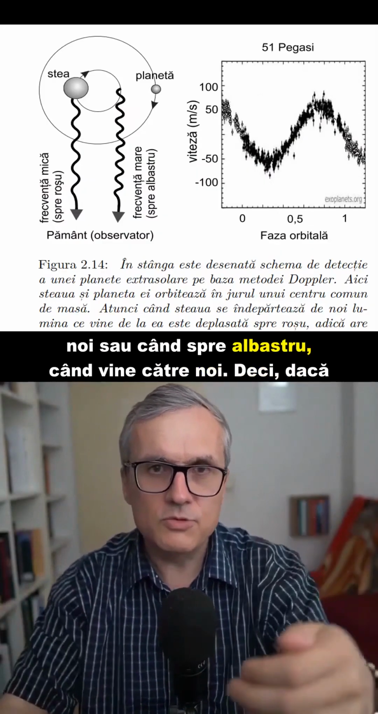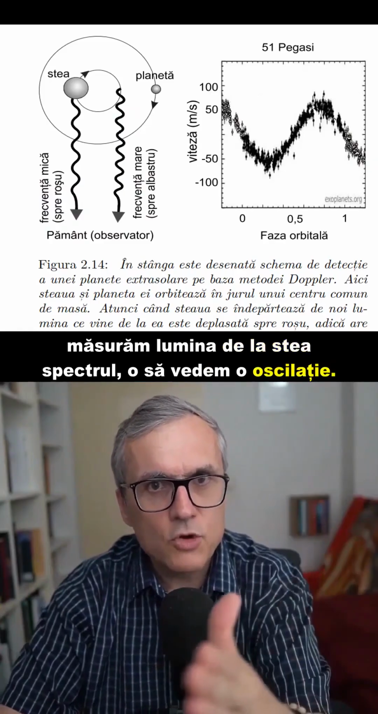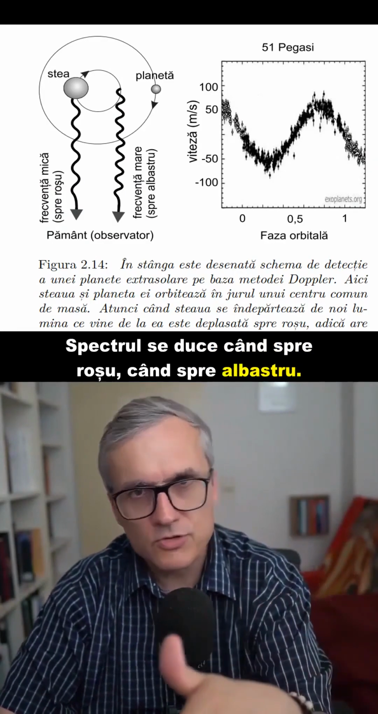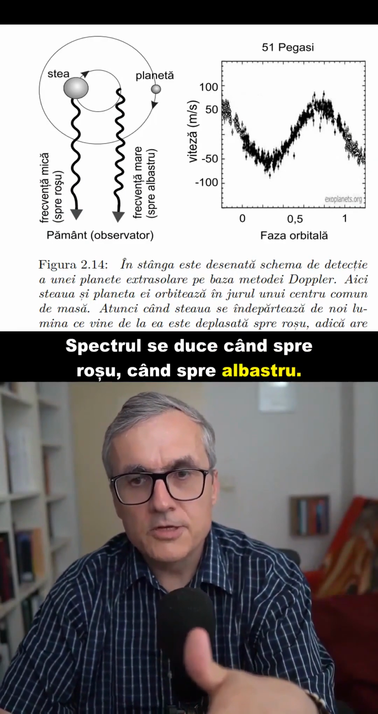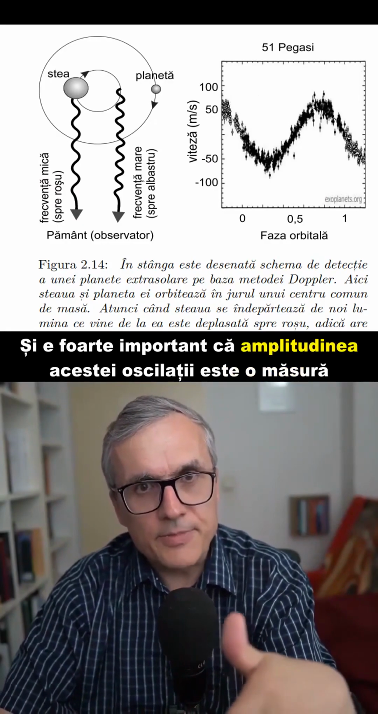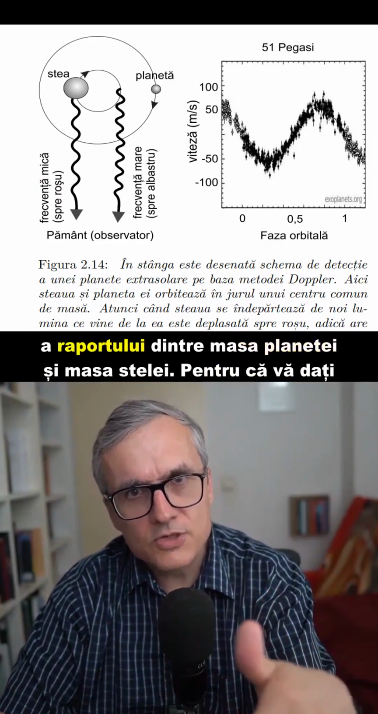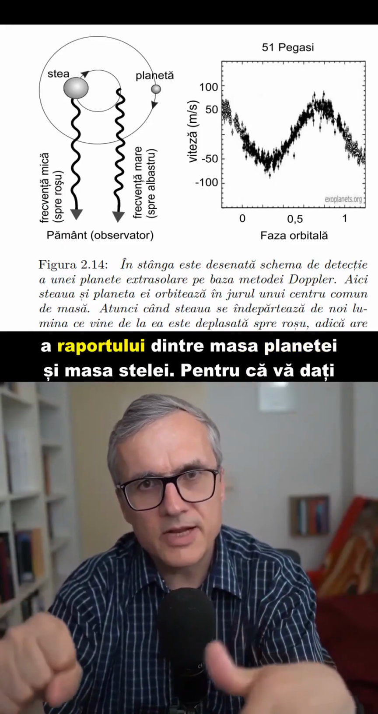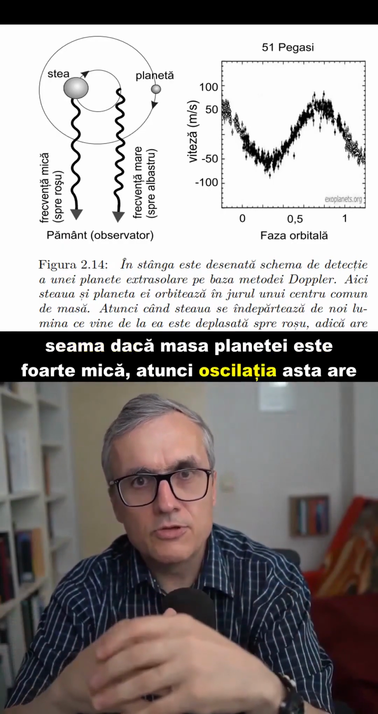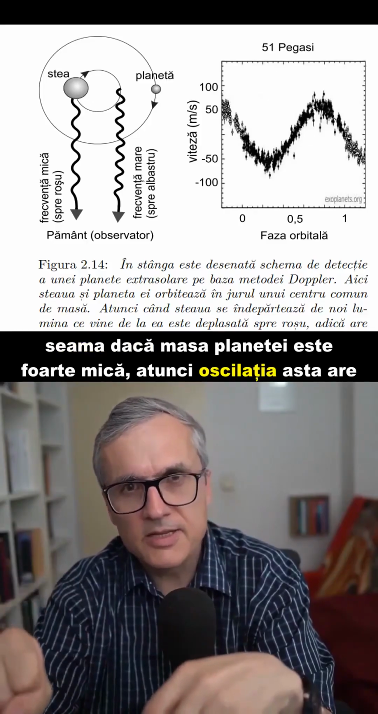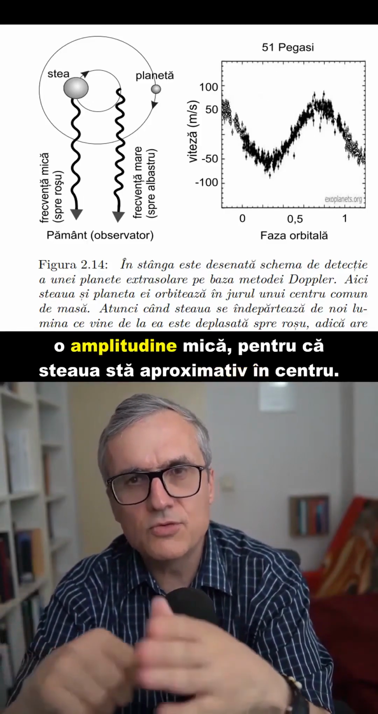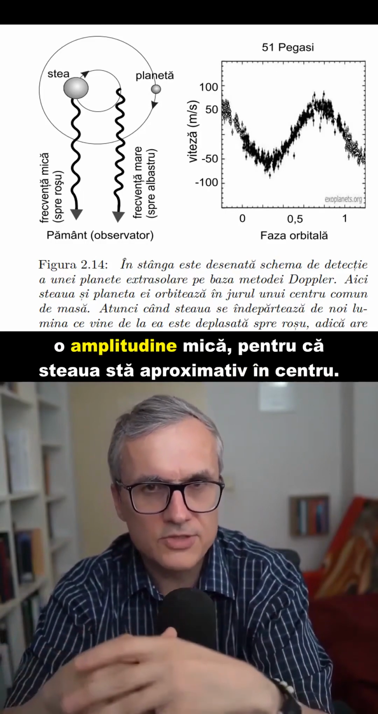So if we measure the light from the star, the spectrum, we will see an oscillation. The spectrum shifts toward red, then toward blue. And it's very important that the amplitude of this oscillation is a measure of the ratio between the mass of the planet and the mass of the star. Because you realize, if the mass of the planet is very small, then this oscillation has a small amplitude because the star stays roughly in the center.